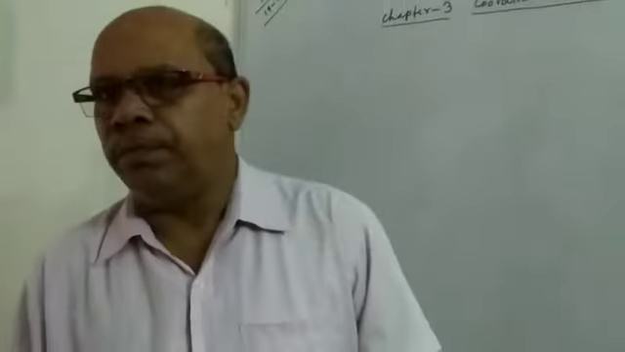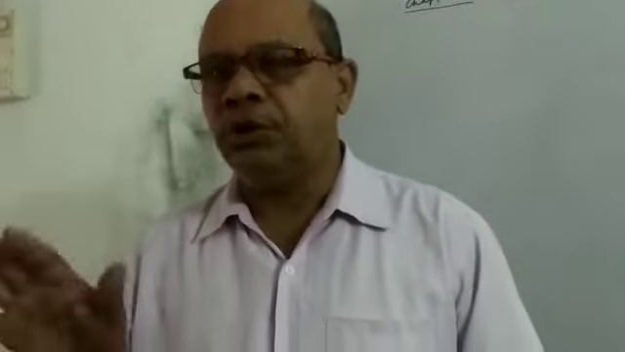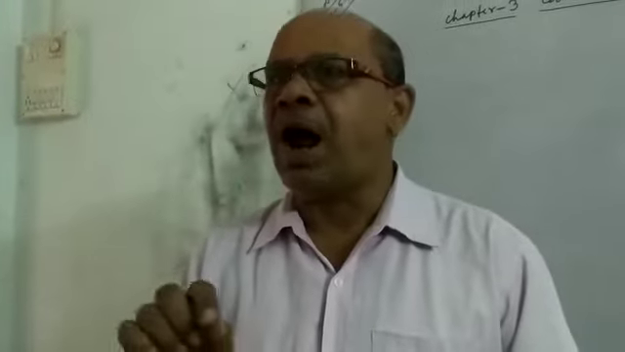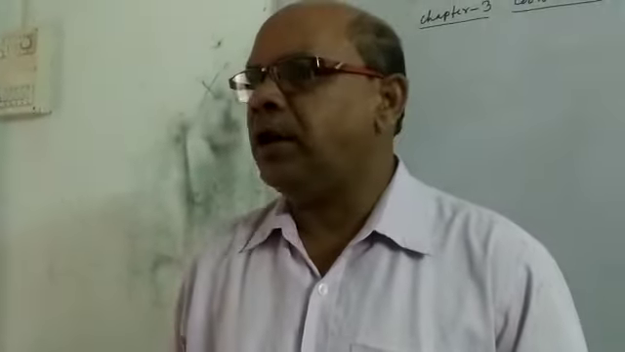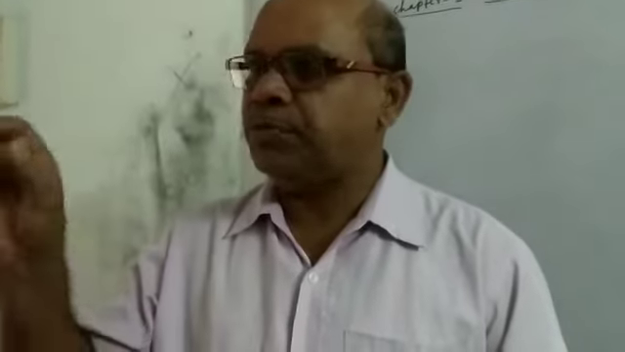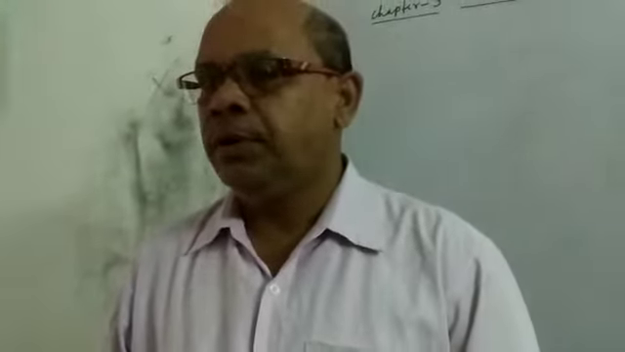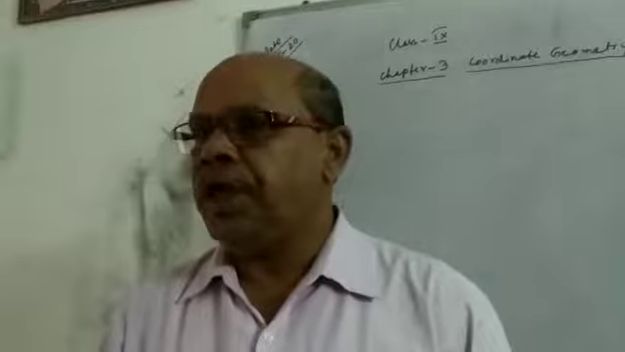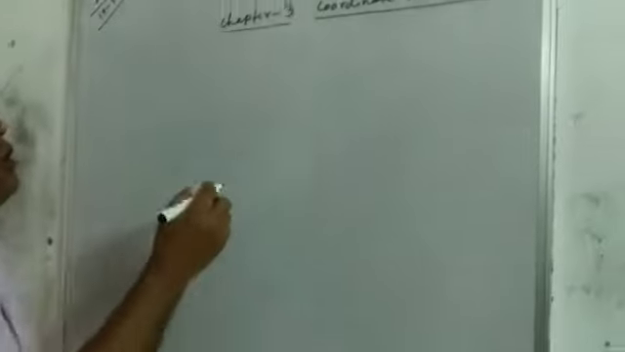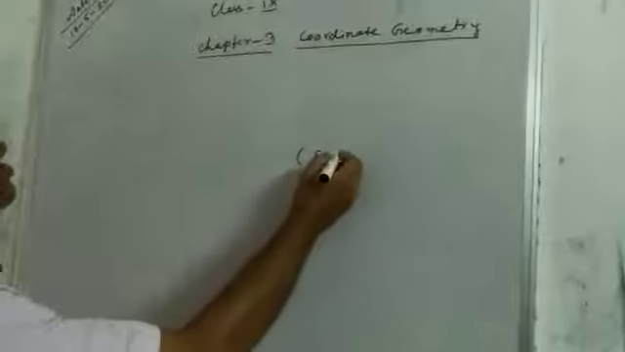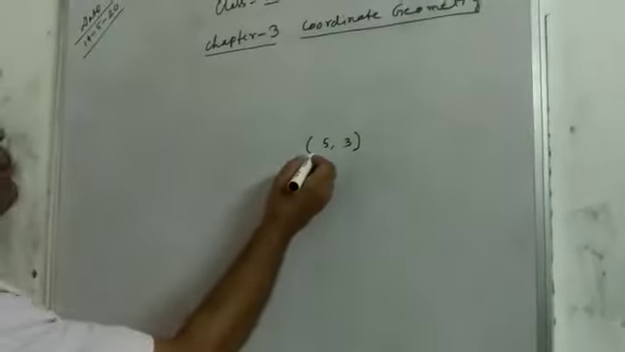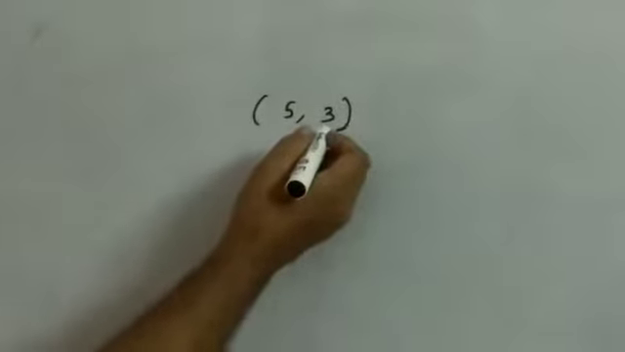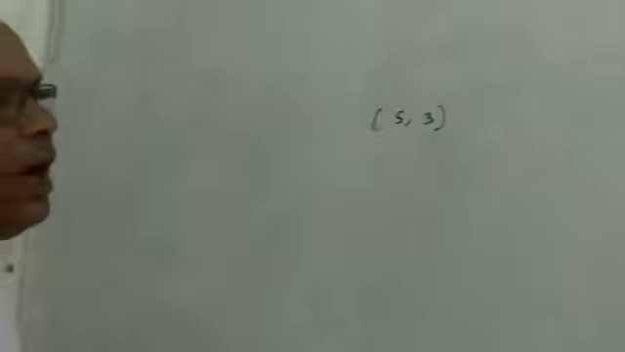Suppose in a classroom some benches are there and students are sitting. Suppose one student is sitting in the 5th column and 3rd row. Then how do we find the position of that student? Where is he sitting? I said the student is sitting in the 5th column and 3rd row, so generally we will write the position of the student as 5, 3. Here 5 means the 5th column, and he is sitting in the 3rd row. Is that clear? So that is the position of the student.